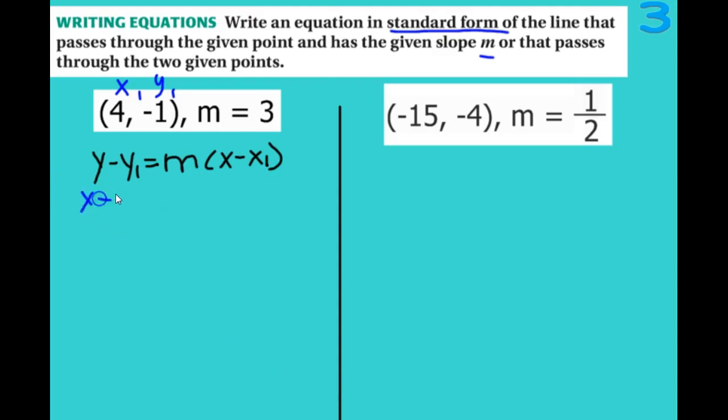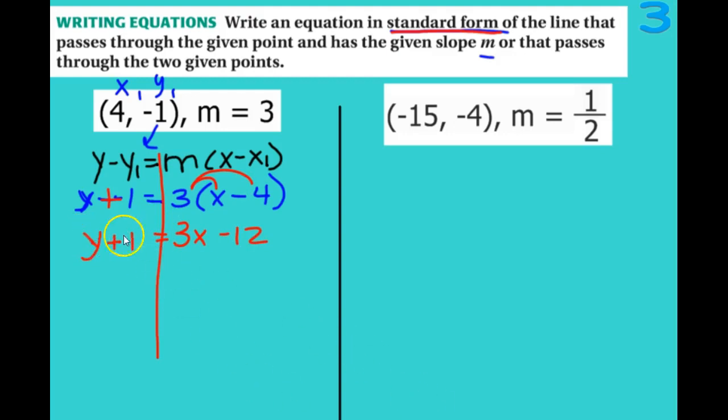So y minus y1, which is a negative 1, that makes a positive. Our slope is 3. And then x minus x1, which is 4. Our goal is to get to standard form, so we need to get rid of these parentheses. We need to distribute 3x. 3 times negative 4 is negative 12.